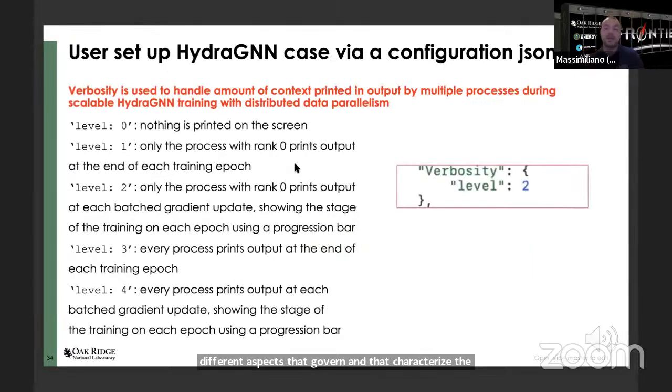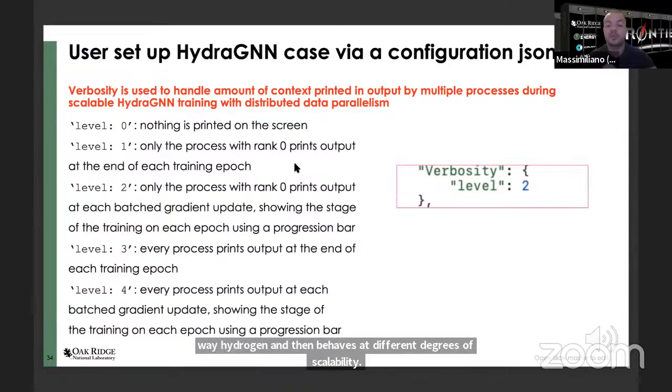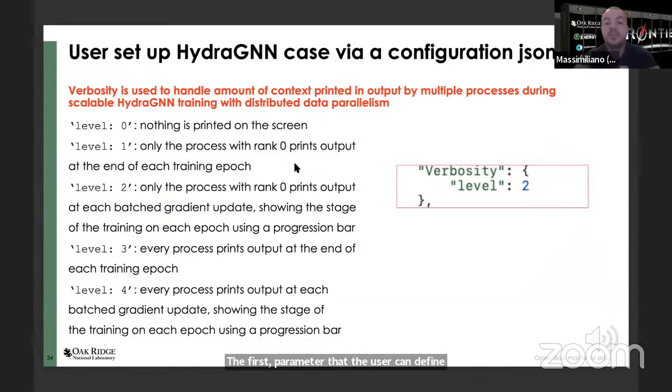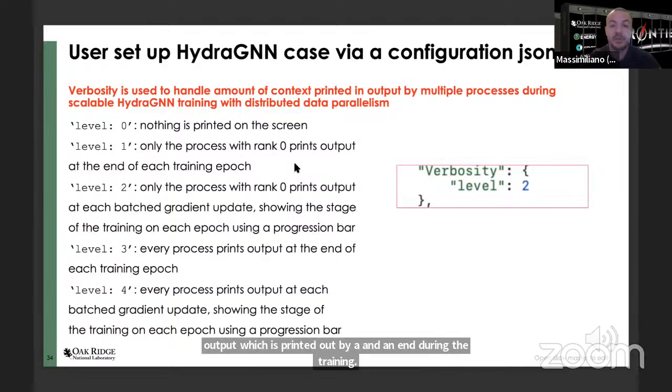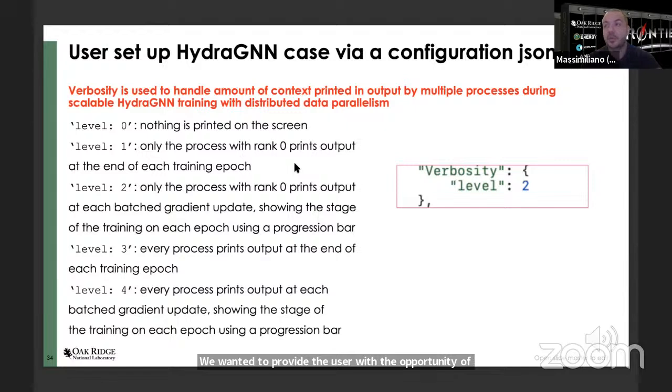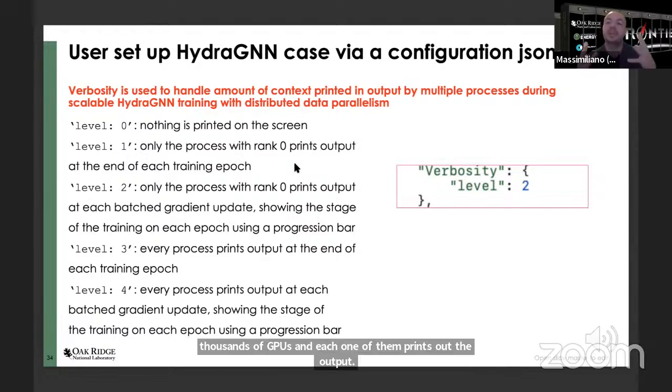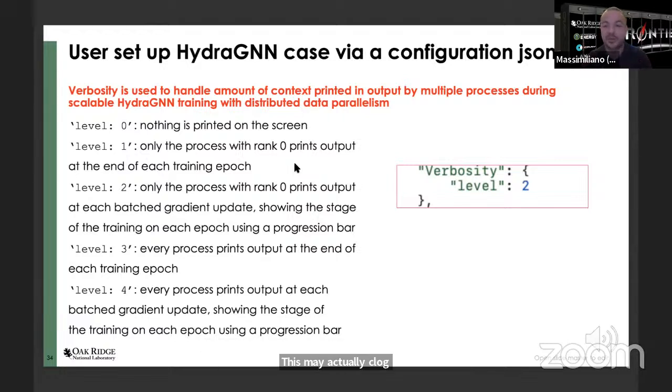The first parameter that the user can define using the JSON file is the verbosity, which is the amount of output printed out by Hydrogen NN during the training. We wanted to provide the user with the opportunity of choosing the amount of output produced, because if you deploy the training at large scale and you have thousands of GPUs and each one of them prints out the output, this may actually clog the output file where you are storing the information, and this is very cumbersome.